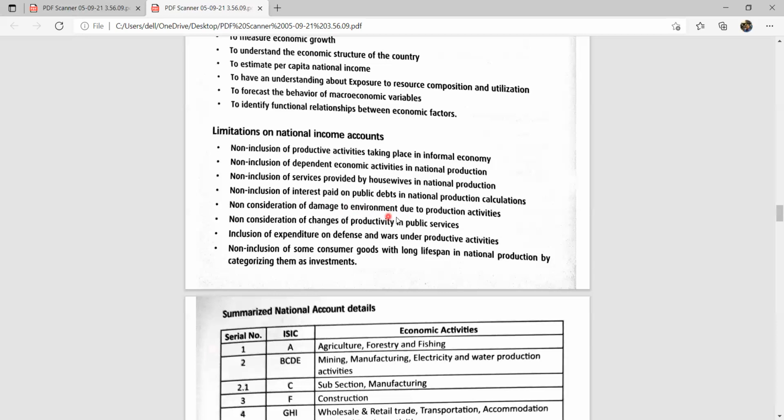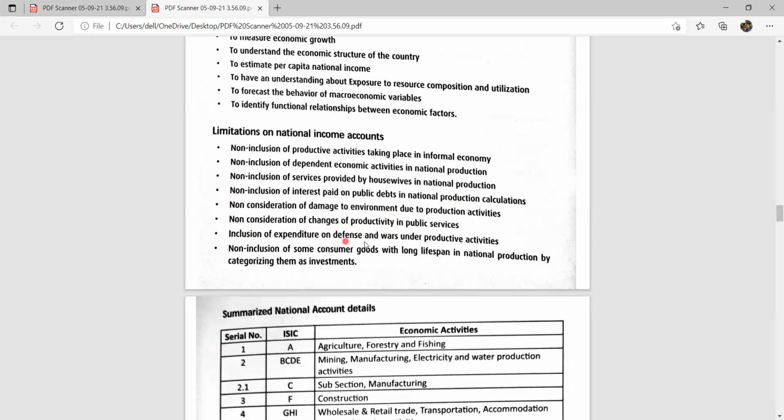Non-consideration of environmental damage due to production activities. It is about environmental degradation. Damages are not considered. Non-consideration of changes in productivity in the public sector. Productivity, even private or public, is not considered. We consider only the quantitative changes, not qualitative. Productivity is sort of a qualitative fact.